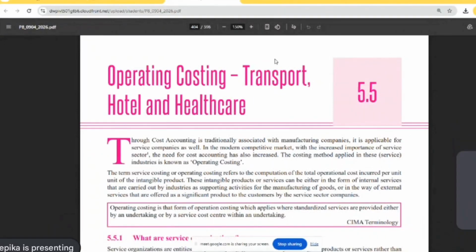Hi, good day. Today we will see operating costing, module number 5.5. So what is operating costing? Operating costing is nothing but costing for the service sectors.